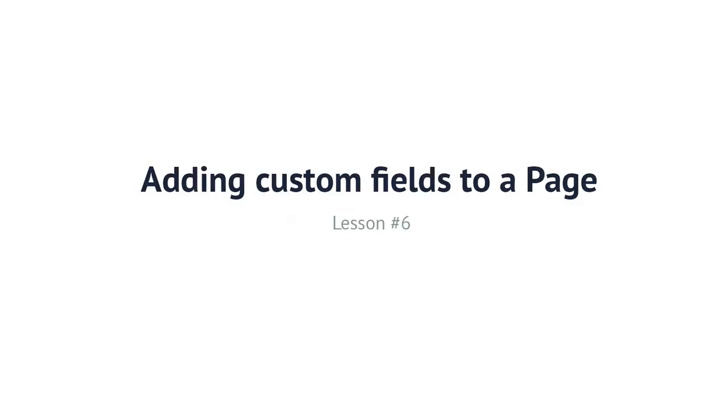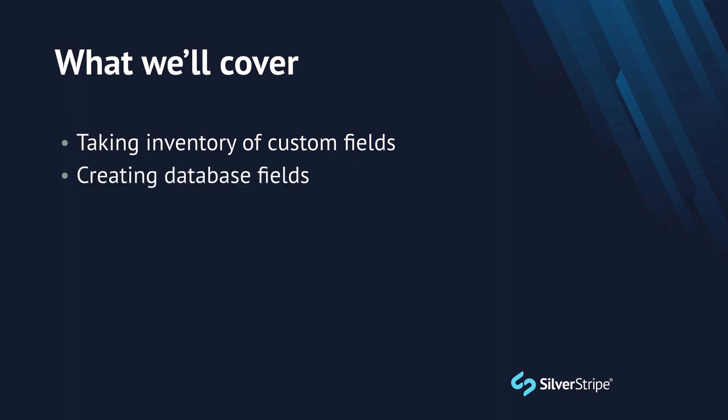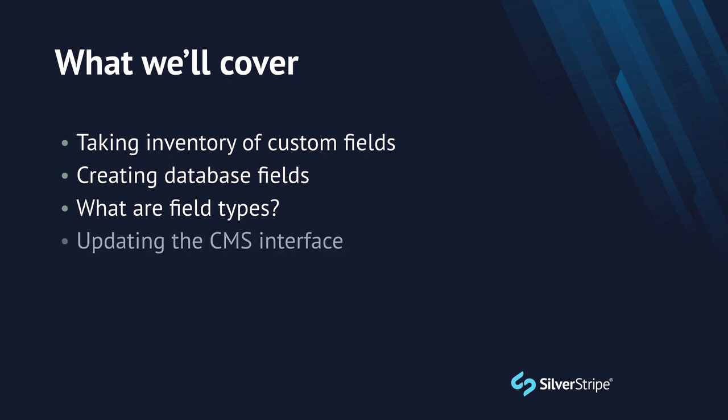In this episode we're going to be talking about how to add custom fields to a page. So the first thing we're going to do is take some inventory of what custom fields we need. And then we're going to look at how to create some database fields. And then we'll talk about field types, which you might be familiar with, but Silverstripe kind of has its own approach to those. And then we'll update the CMS interface so we can populate these new fields. And lastly, we'll go through the templates and add the new variables to pull in those custom fields.